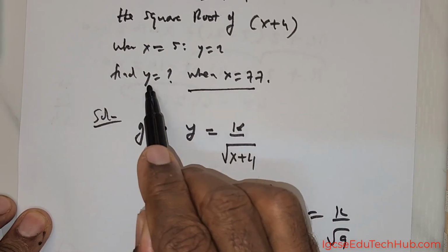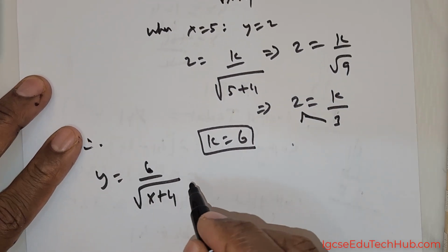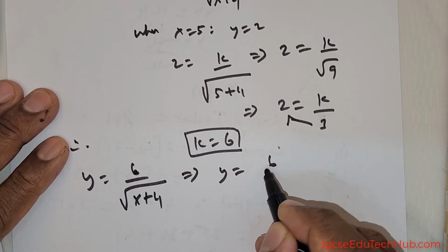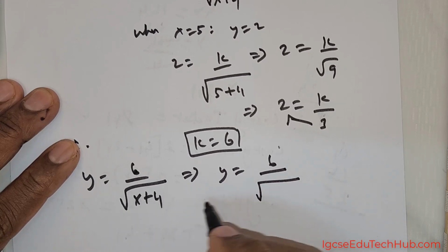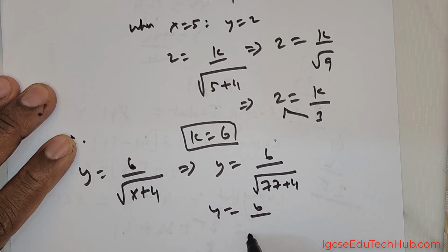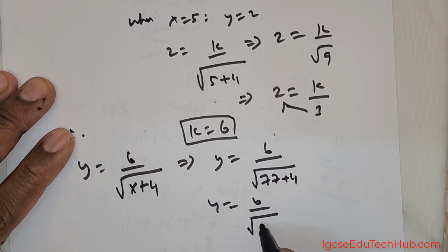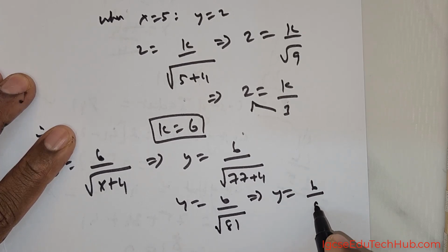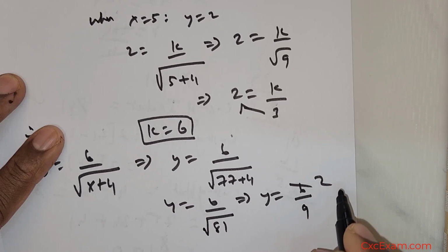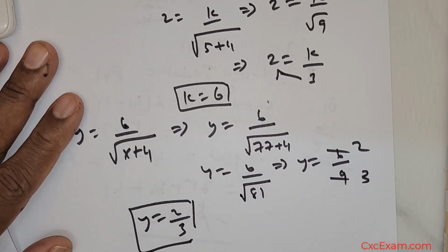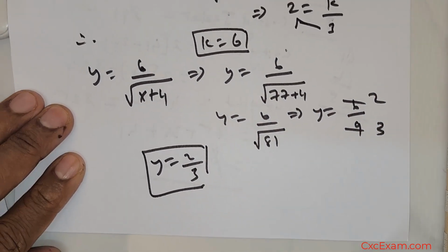Now we need to get the value of y when x is equal to 77. So this means y is equal to 6 over root of 77 positive 4. So y is equal to 6 over, this one will give me 81. So this in turn will mean y is equal to 6 over root of 81, which is 9. 3 divides here 2 times, 3 divides here 3 times. So y is equal to 2 over 3. So that's the solution for this question.